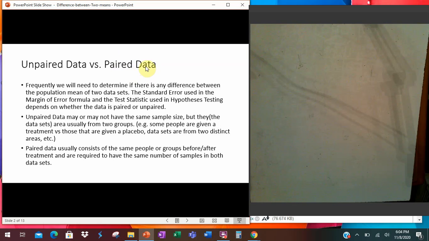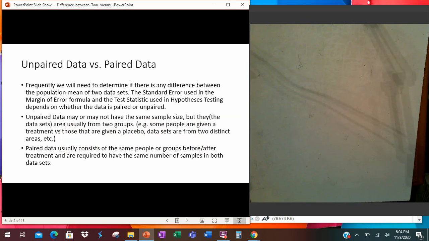One of the signatures of paired data is that there will always be the same sample size between the two. It's kind of the same people or the same kind of experiment between the two. And when we're doing unpaired data, it could possibly be two different data sizes. Okay, so unpaired data may or may not have the same sample size, but the data sets usually are from two groups. Treatment, for example, some people are given a treatment versus those that are given a placebo. Data sets are from two distinct areas, like North Carolina and South Carolina.